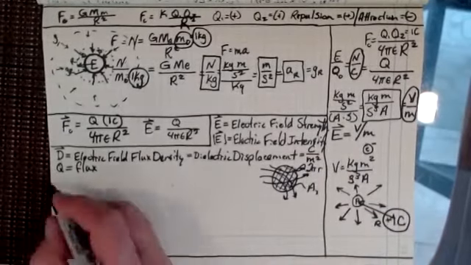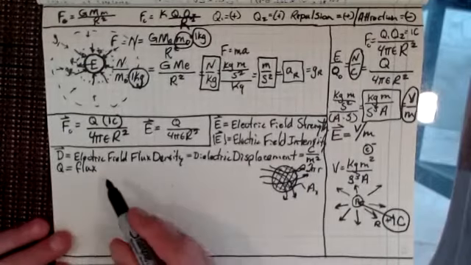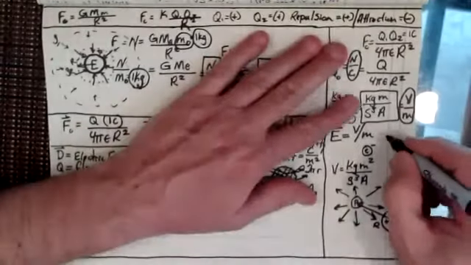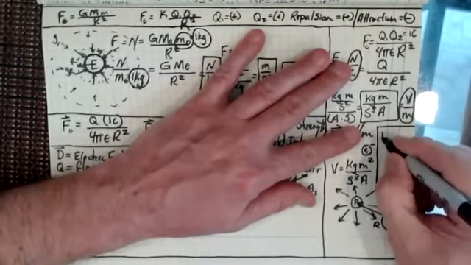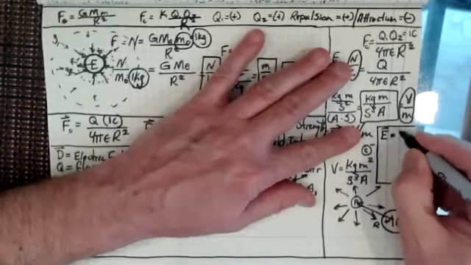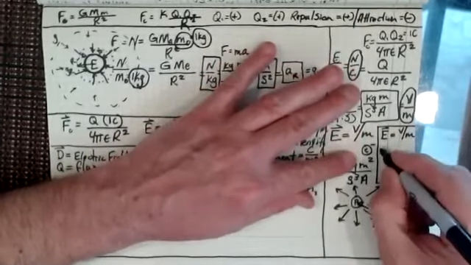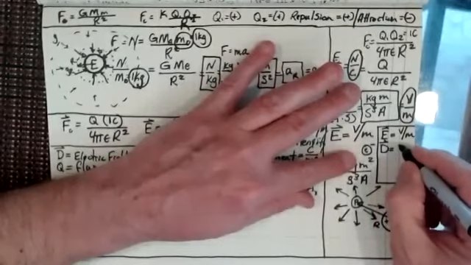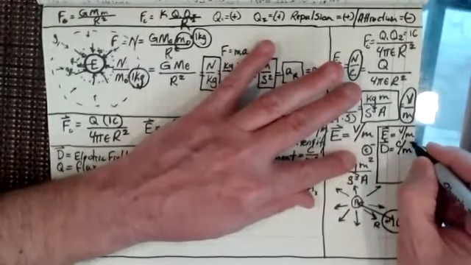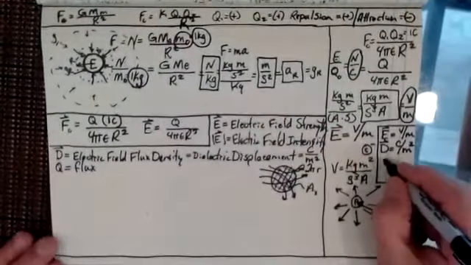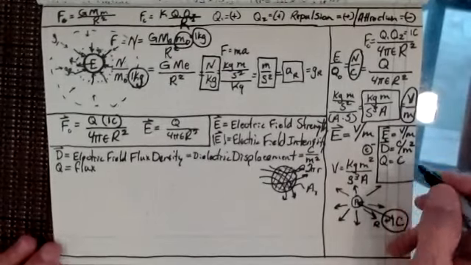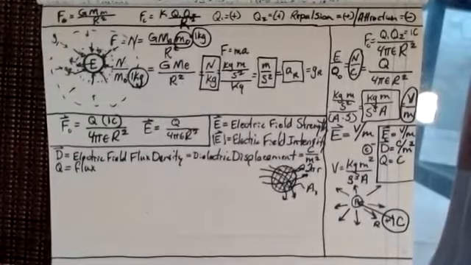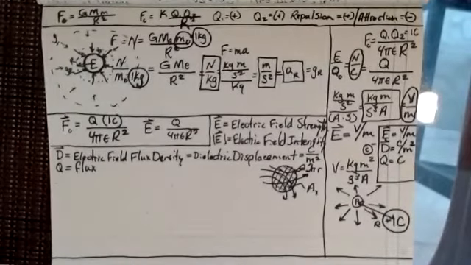So there you go. We've got a couple things here then. Let's just write these down to keep track of them. Electric field is in volts per meter. Electric field flux density is in coulombs per meter squared. And then my flux itself is going to be in coulombs. So there you go, we've got some of that terminology out of the way.